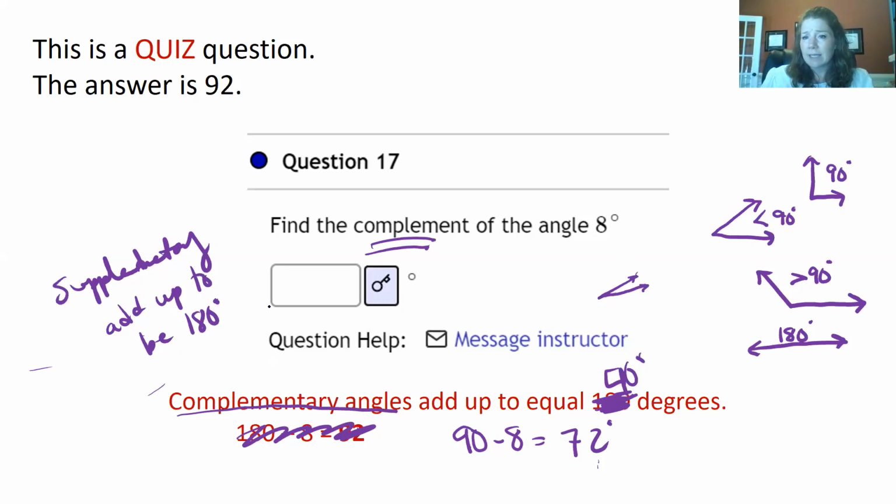It was very random, just kind of thrown in there. We haven't talked about these types of angles. But anyway, on your quiz, you'll have to know that complementary angles add up to be 90 degrees, okay?